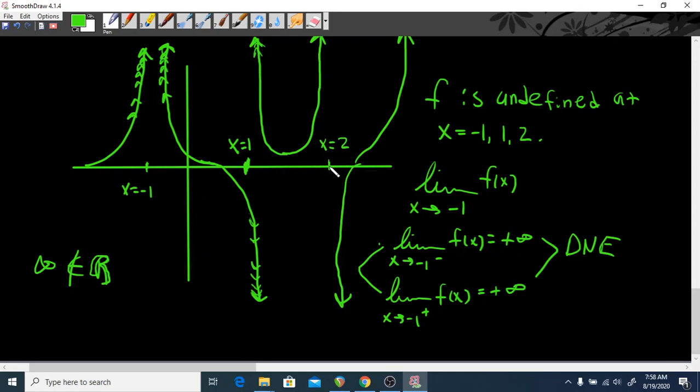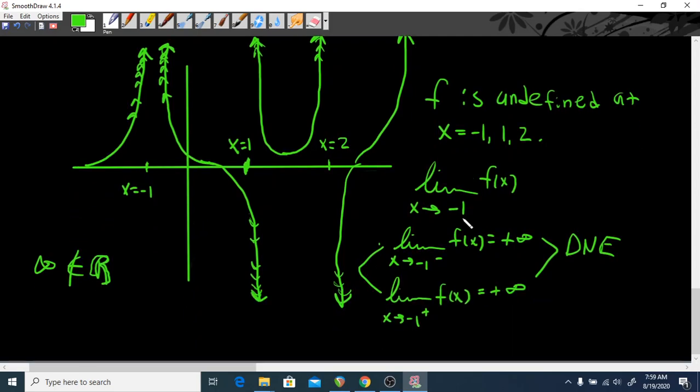X equal 2 is the opposite situation. Left-hand limit, positive infinity. Right-hand limit, negative infinity. And that one doesn't exist either. I mainly wanted to talk about this case here, where they're both going to positive infinity. The limit still does not exist.